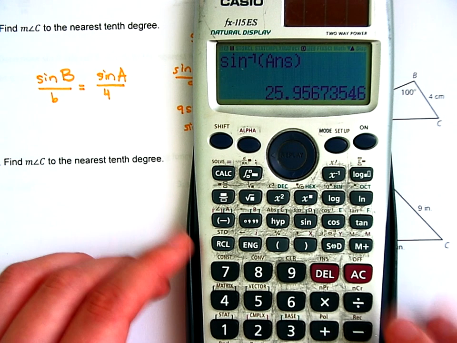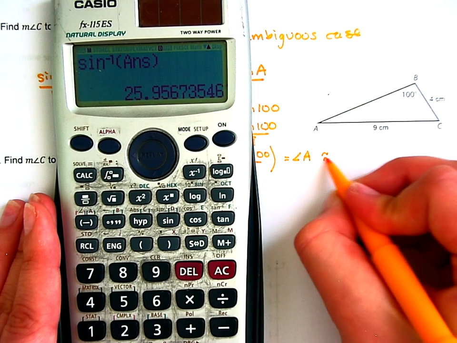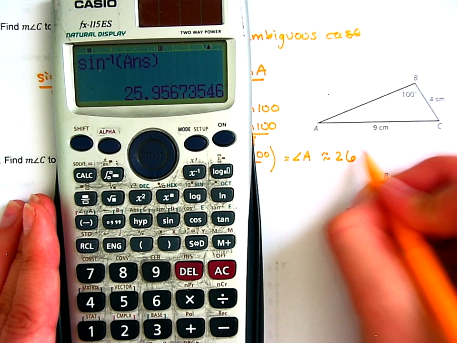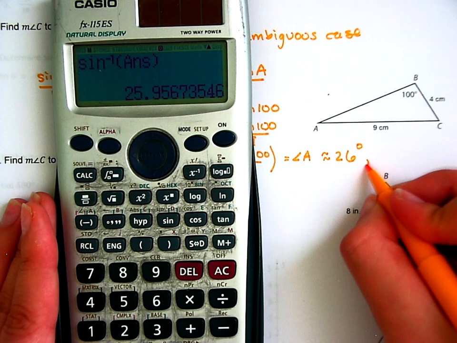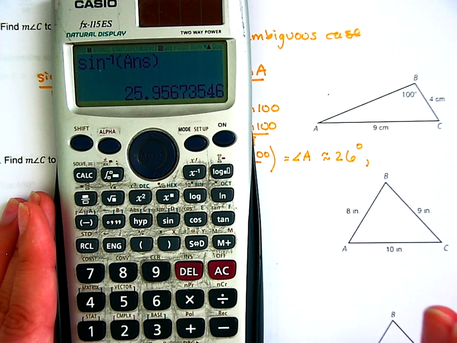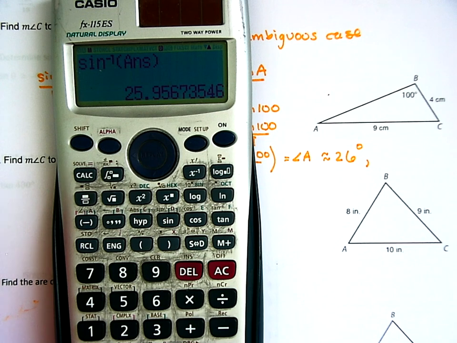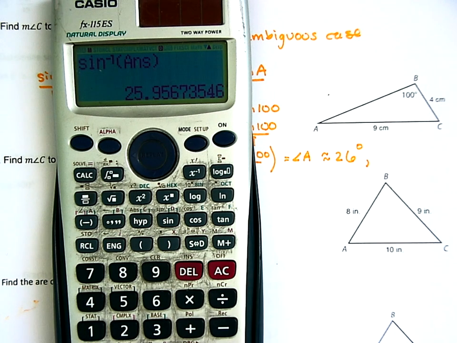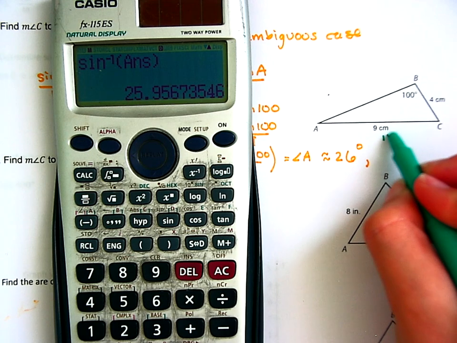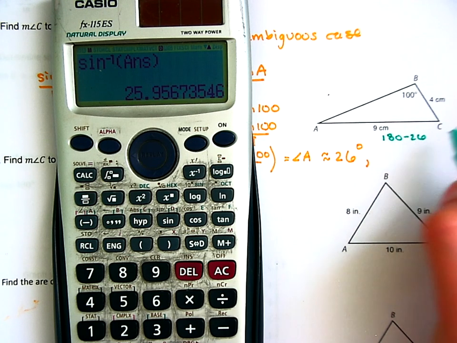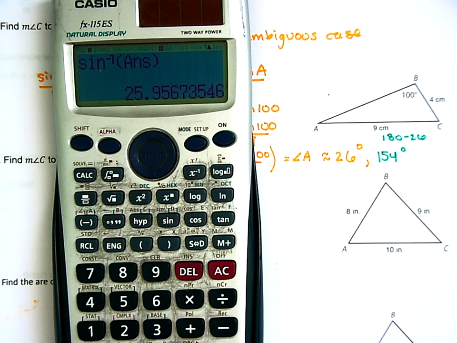Okay, so we should be getting that the angle A is about 26 degrees. And since this is an ambiguous case, that means there is a possibility of a second answer. And we find that by doing 180 minus this angle. So we need to find the angle supplementary to this. So if we do 180 minus 26, that's going to give me 154 degrees.